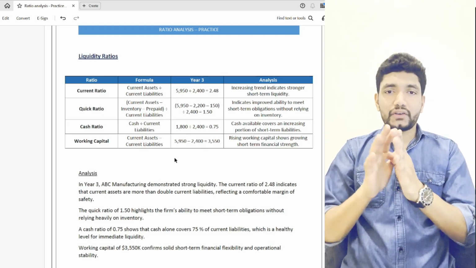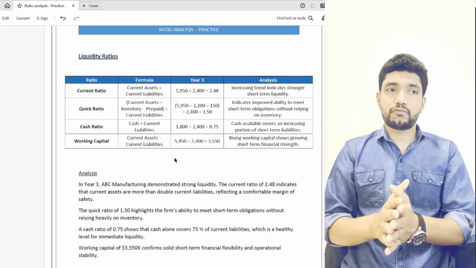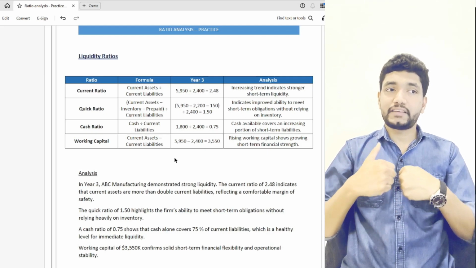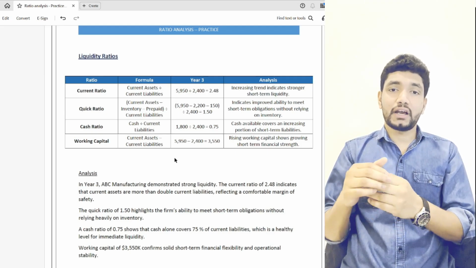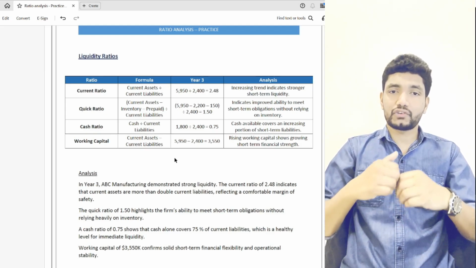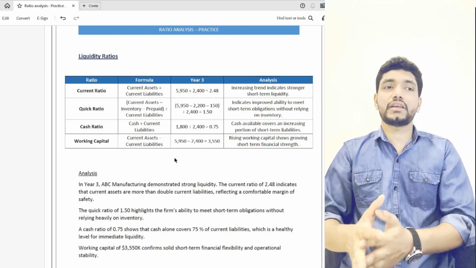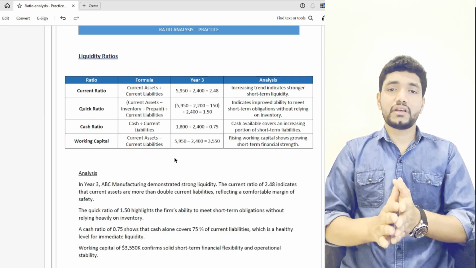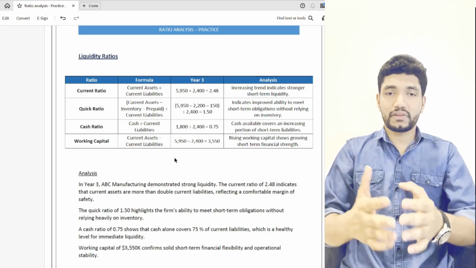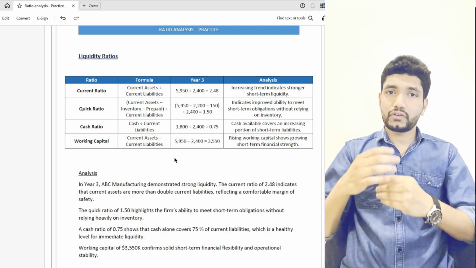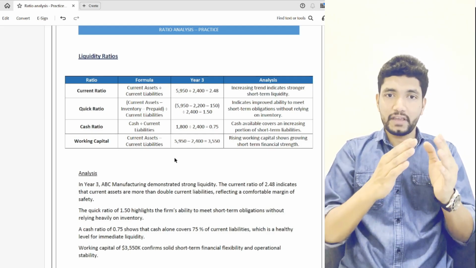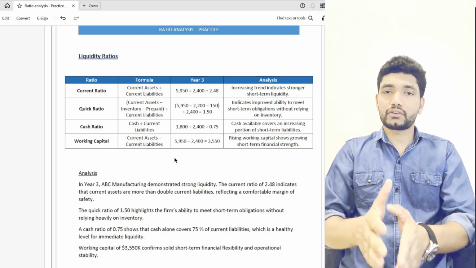As practice, you can download this PDF file from the description below and practice these ratios yourself, and you can calculate the ratios for year 1, year 2 and year 3. Then you will become more familiar with ratio analysis, and you can see how the ratios are behaving from year to year. You'll get a really good insight into how the liquidity position is behaving across year 1, year 2 and year 3.